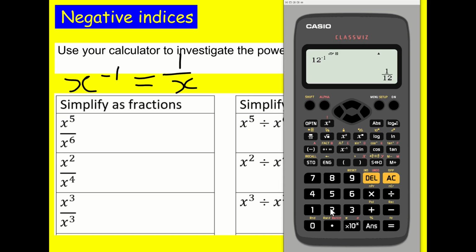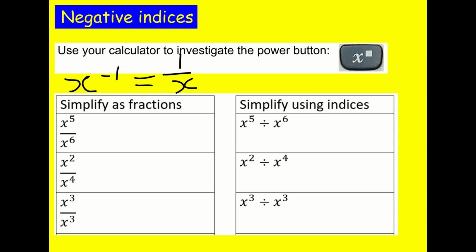Well, what if we try some other numbers? Let's say 2 to the power of minus 2. What does that give? This time it's not 1 over 2, it's 1 over 4. Okay, just going to think about that one for a minute. 3 to the power of minus 2 is 1 over 9. Now we know that 3 squared is 9, and we know that 2 squared is 4, so it seems to be that we're squaring the number and then we're doing 1 over it. So I'm going to make another little conjecture that x to the minus 2 is 1 over x squared.